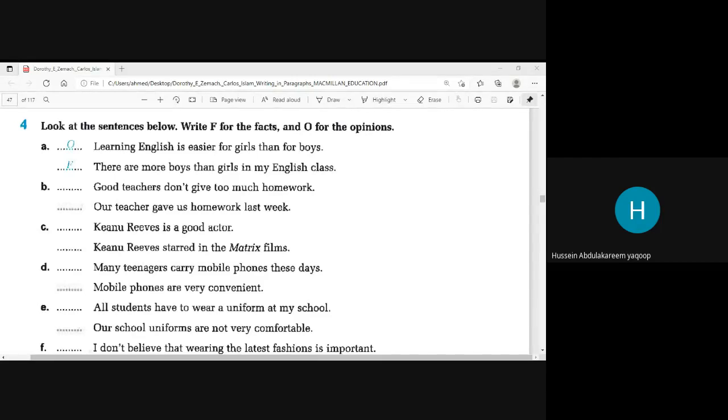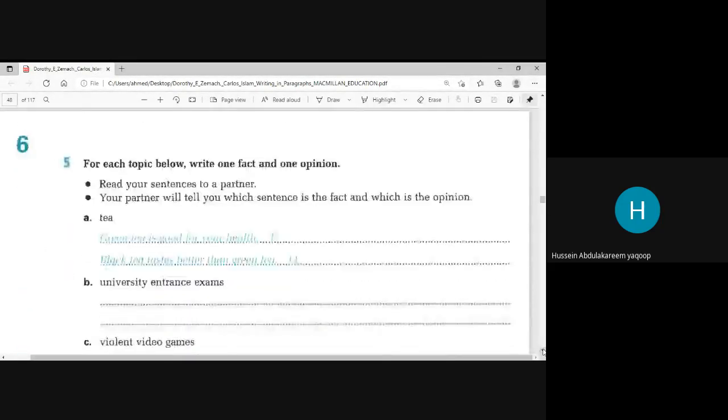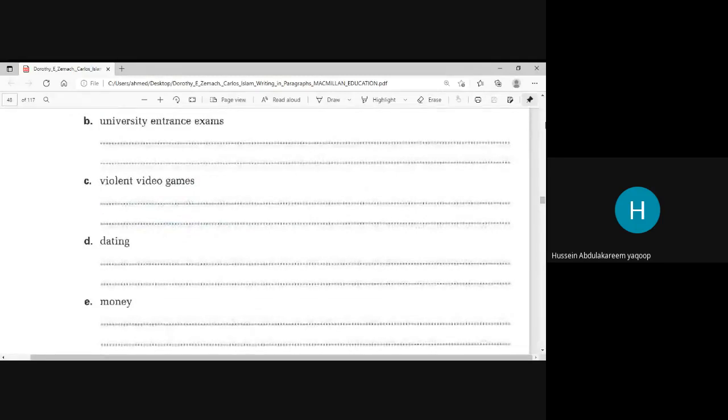Well, now let's move to the next page, page 44. Please follow me. As you see here on this page, we have some suggested topics. With each topic, we need to say or write a sentence as an opinion, and a second one as a fact. Let's start with B, college entrance exams.